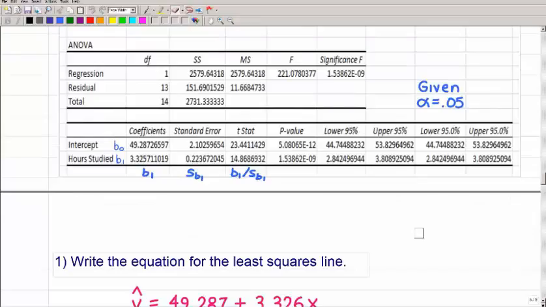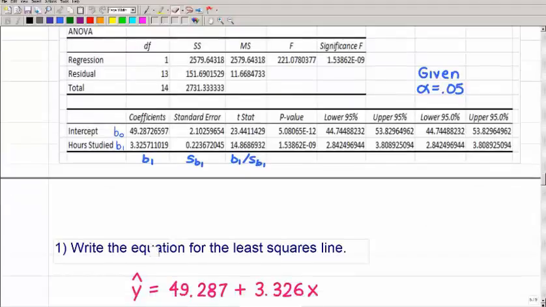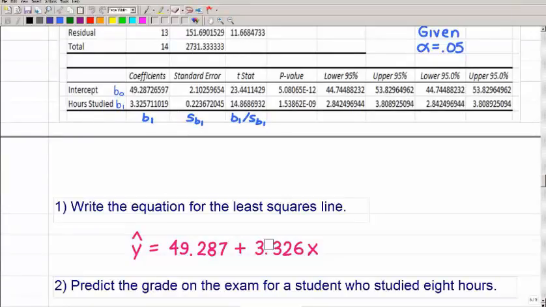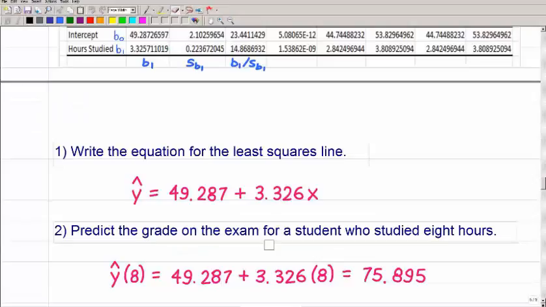So let's look at the least squares. Remember, the model is y hat equals b0 plus b1x. You see right here, your b0 is your top coefficient with the intercept, 49.287. And then your slope is 3.326, rounded to 3 decimal places. So there's your b0, there's your b1. Your equation then would be y hat equals 49.287 plus 3.326x. Now predict the grade on the exam for the student who studied 8 hours. Plug in 8 for x, and that's a pretty easy calculation.